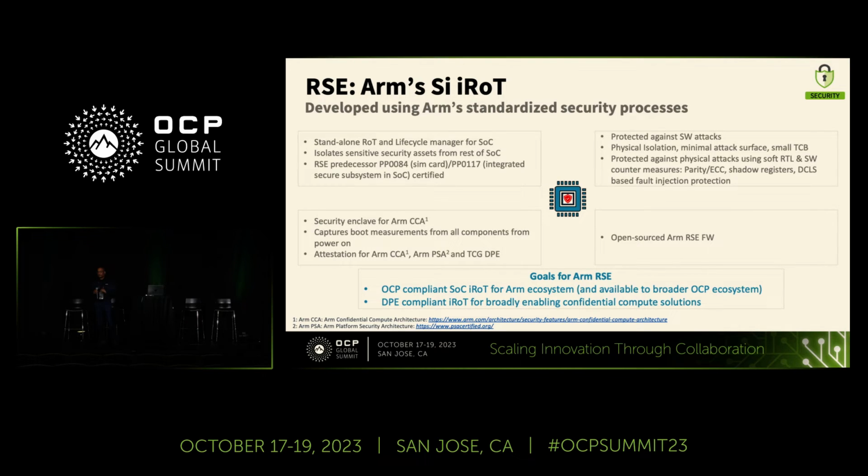So our goals for RSE are basically to build a silicon root of trust that provides a standardized framework, not just at a hardware level, but the entire framework, from the flows point of view, for ARM architecture as well as OCP security needs. We are implementing DPE, so it allows the attestation frameworks for the Confidential Compute Architecture.